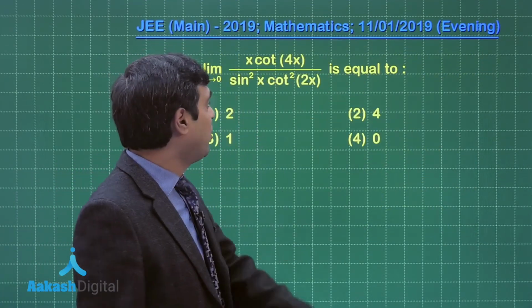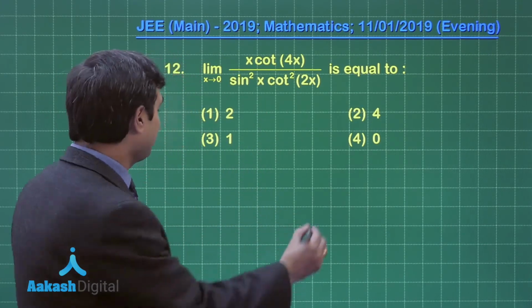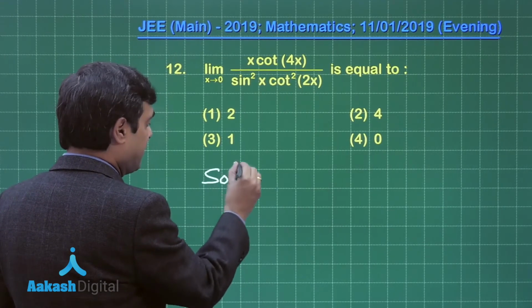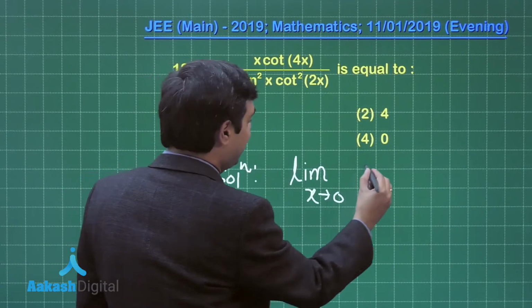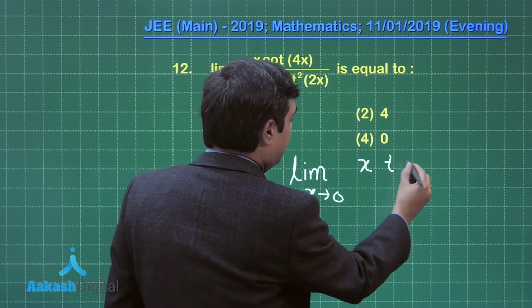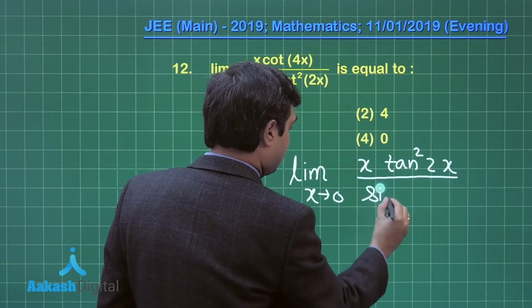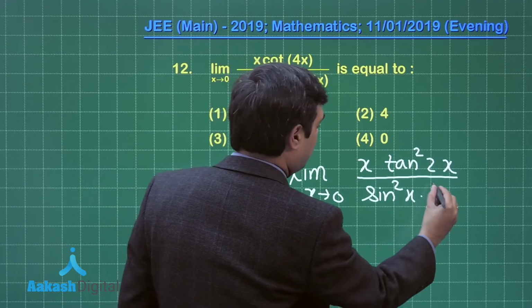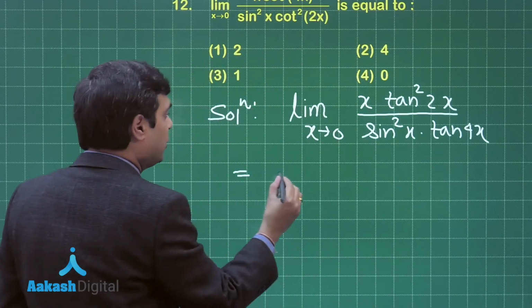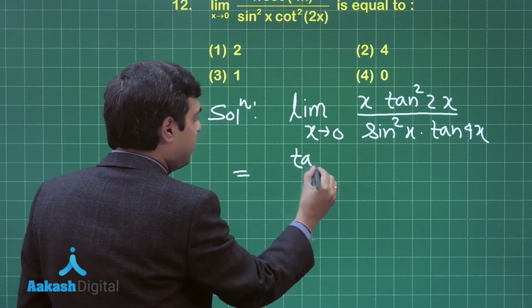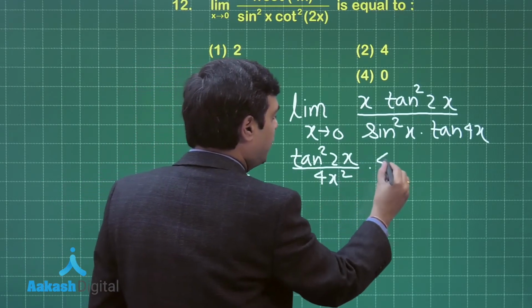Limit x approaching 0, x cot 4x upon sin square x cot square 2x. Simple question from limits. We can rewrite cot into tan as x tan square 2x divided by sin square x into tan 4x. Now, when you have these terms, you can write tan square 2x divided by 4x square into 4x square.